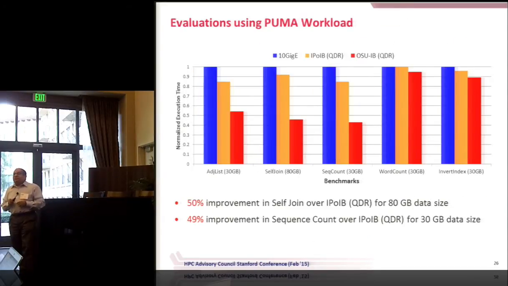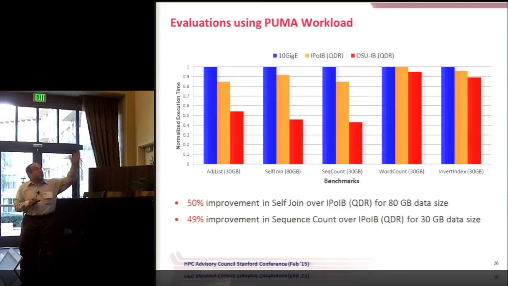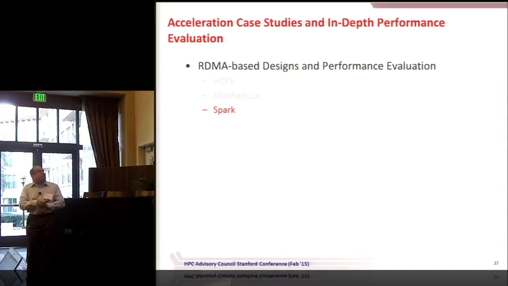And this is another workload from Purdue. If some of you are not familiar, this is called the Purdue workload. Just like in the MPI world, some of you might know the NAS Parallel Benchmark, NPB, which brings different kinds of kernels into a set of benchmarks, these people have done the same thing. They have adjacency list, self-join, sequence count, word count, and inverted index. They try to reflect different behaviors of big data applications or kernels. And of course, wherever there is more communication, we see the benefits. For self-join, we see around 50% improvement. For sequence count, we see around 49% improvement.